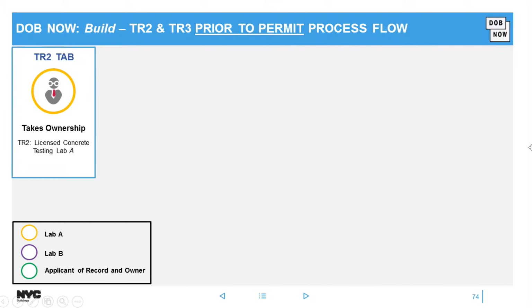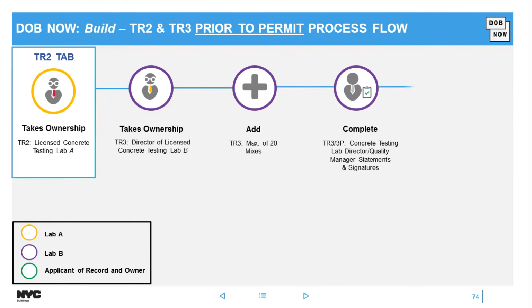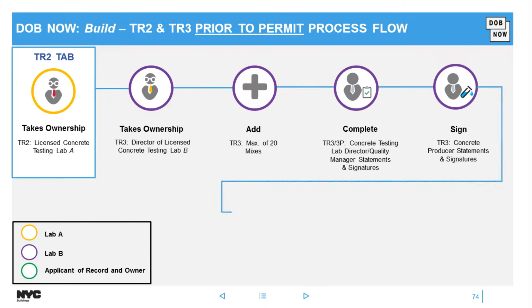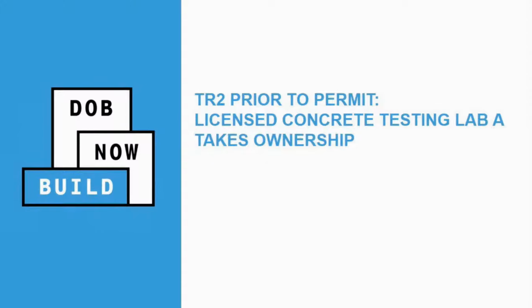Tier 2, the Lab A director would take responsibility. Then the Tier 3 will now be available since I would approve the job with off the screen. They'll add up to 20 mixes. The concrete producer would go in and bless. Then the applicant of record would also check a box to take responsibility on those mixes, and I suggest that they do the work permit there before logging back out. So let's see me do that now.